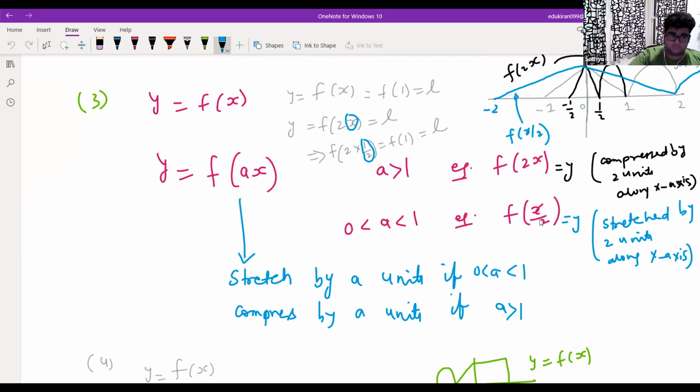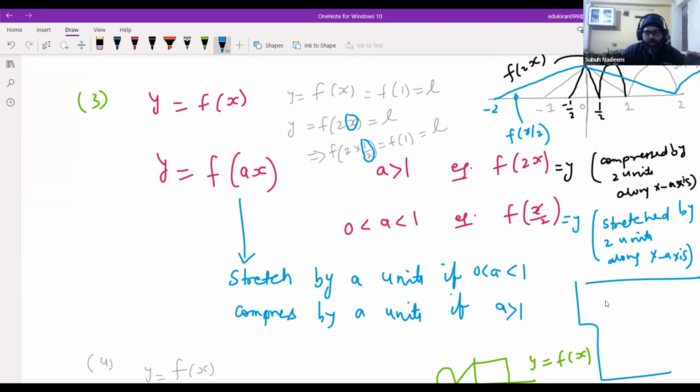Can you explain this again? I don't understand this. Okay. So what we are doing here, L is equal to f of 1. Now this is f of 2x. Now how can you get f of 1? F of 2x is f of 1 when x is equal to half.